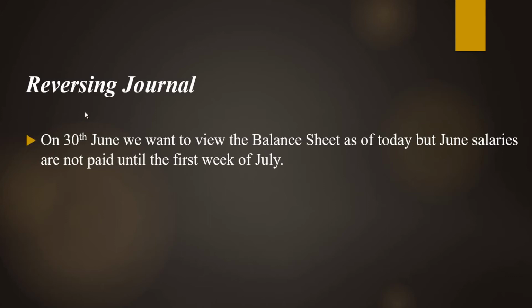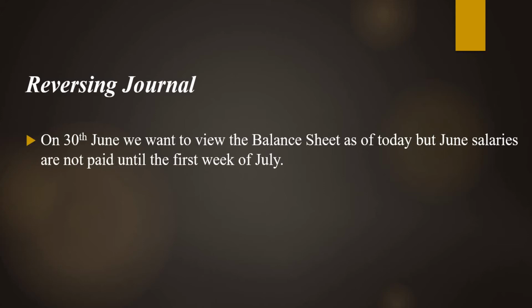The last non-accounting voucher is reversing journal. Reversing journals are the special journals which are automatically reversed after the specified date. Down we have a transaction here. On 30th June, we want to display the balance sheet, that is accurate balance sheet as of today. But June salaries are not paid until the first week of July. Therefore, there is a large liability which would not be reflected in the balance sheet.